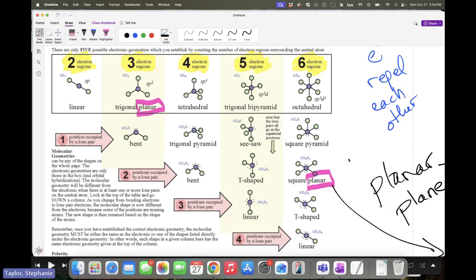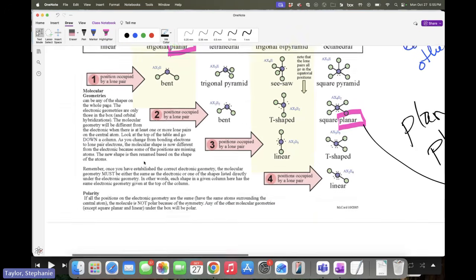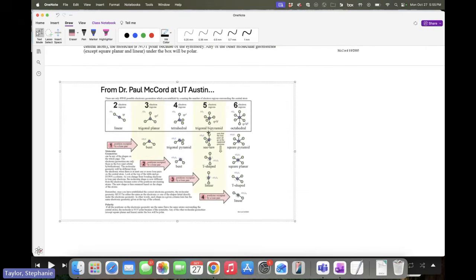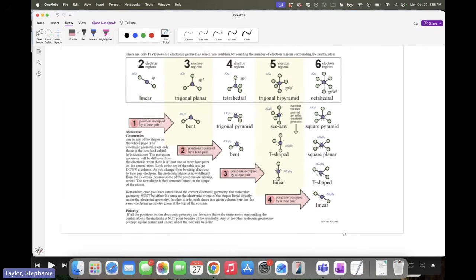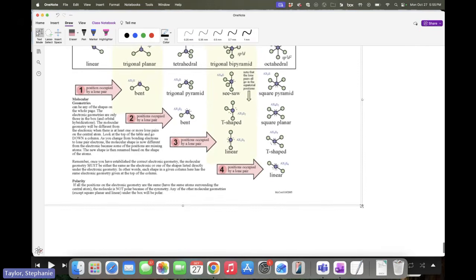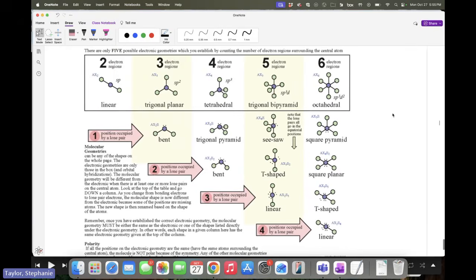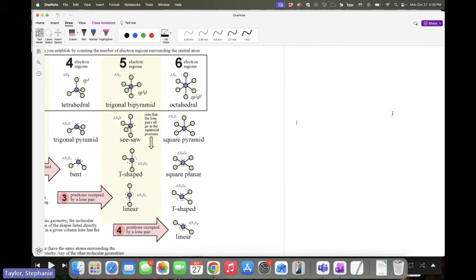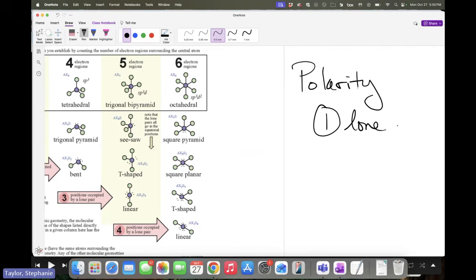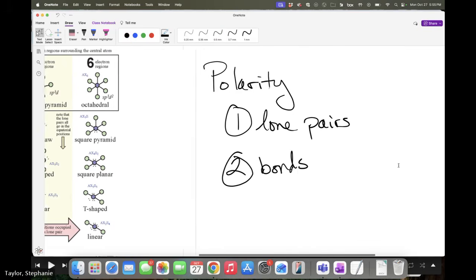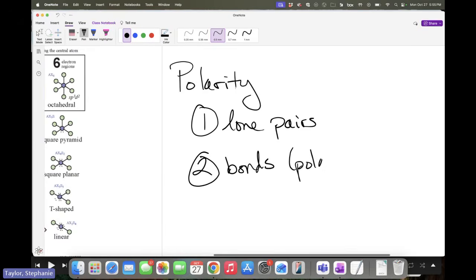So when it comes to looking at these and polarity, can I just paste it again, or will it make, yes, good. Okay. So when it comes to dealing with VSEPR and polarity, the thing is that polarity always asks about 2 questions. So polarity, you always have to assess 2 different questions. You need to assess the lone pairs, and you need to assess the bond angles. Or sorry, not bond angles, bonds. Polar or nonpolar?